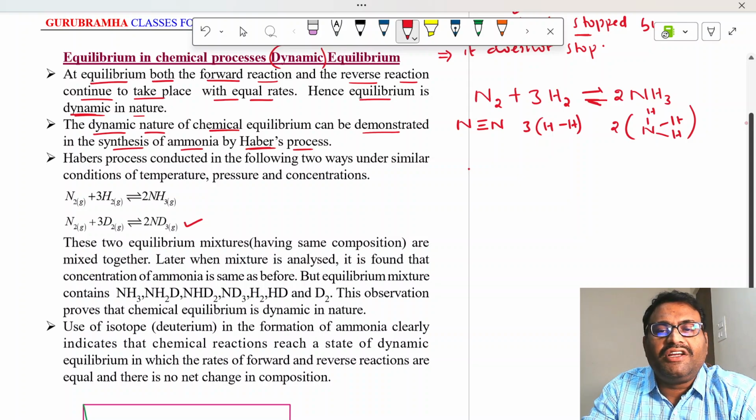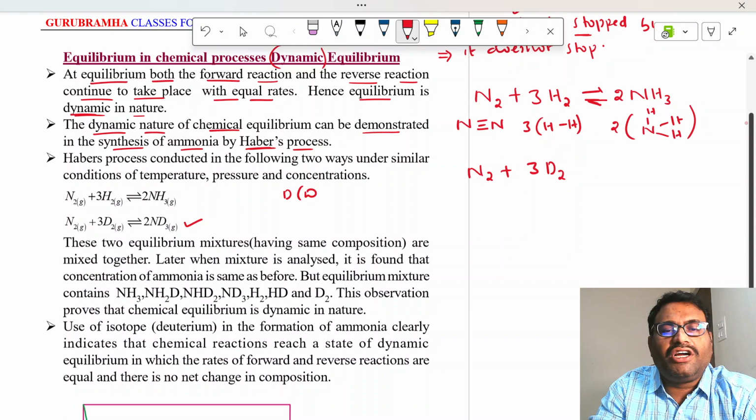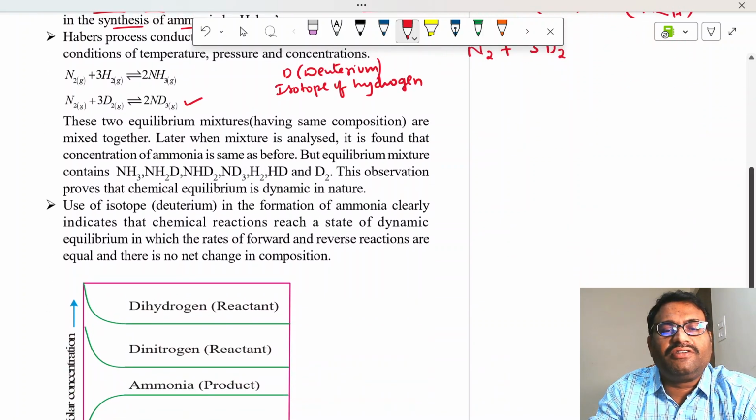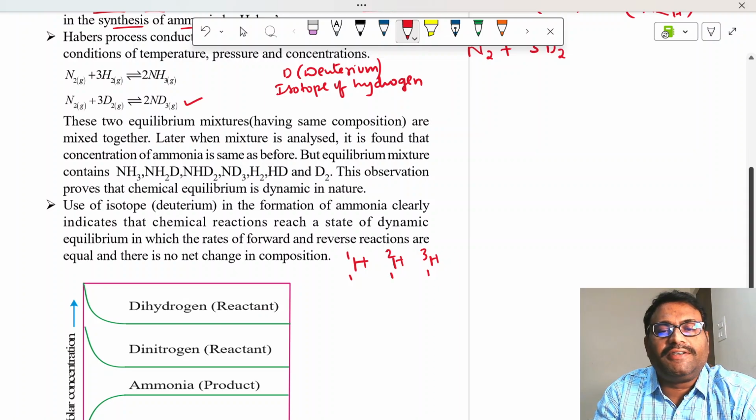What is that? N2 plus 3D2. What is D? D is deuterium, an isotope of hydrogen. Hydrogen has 3 isotopes. What are the isotopes of hydrogen? One is hydrogen 1,1, another hydrogen 1,2, another hydrogen 1,3. There are 3 isotopes of hydrogen.